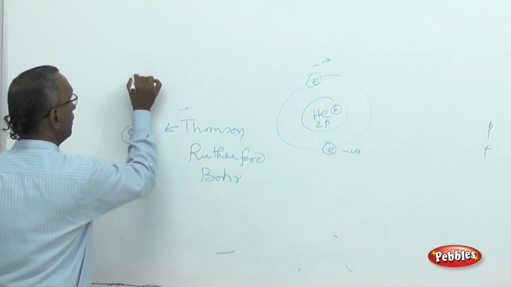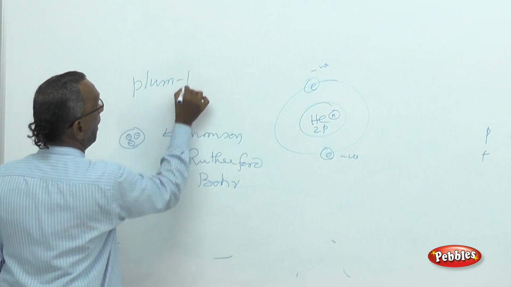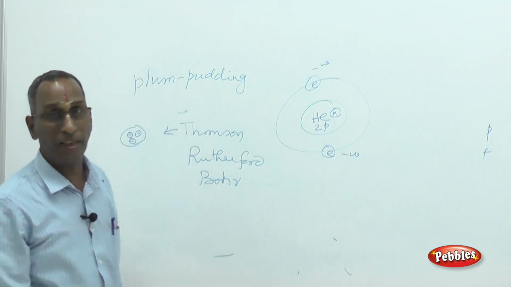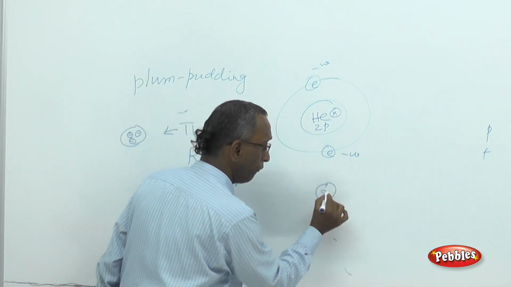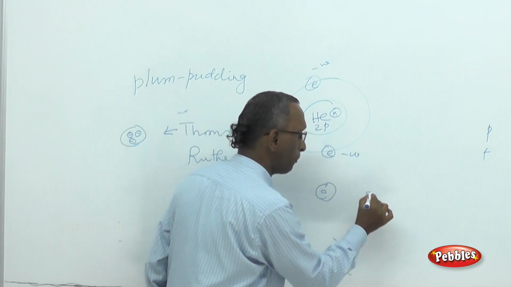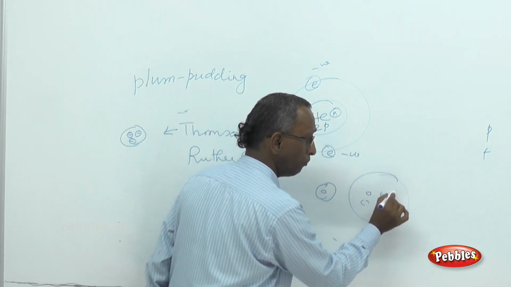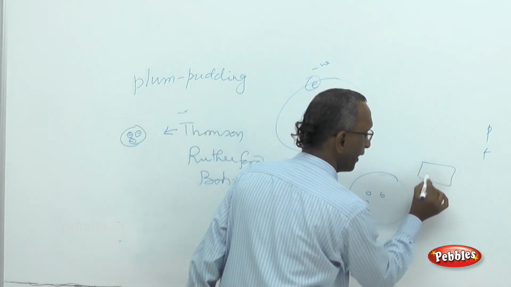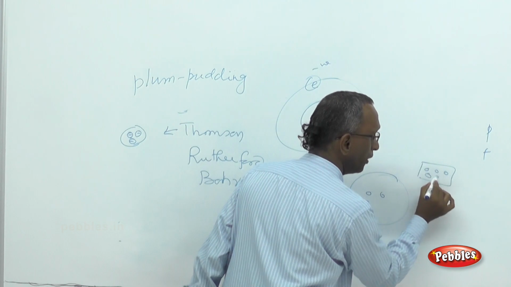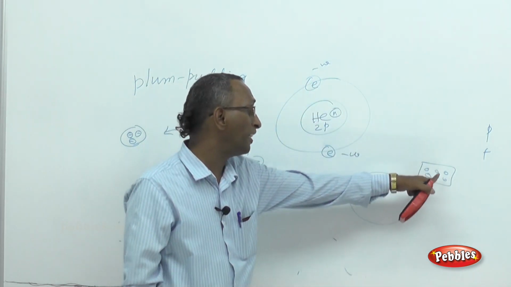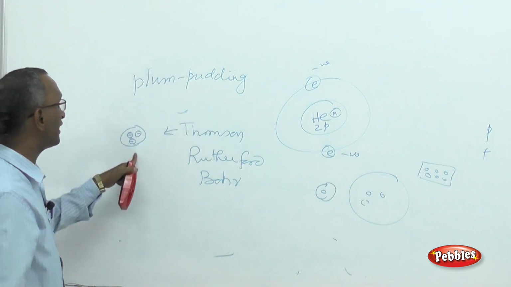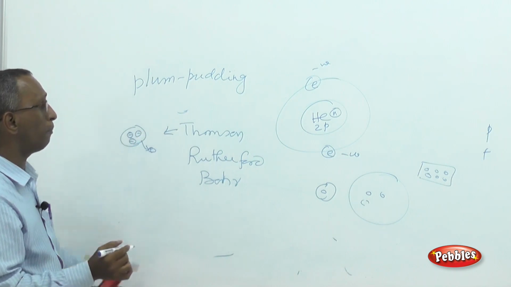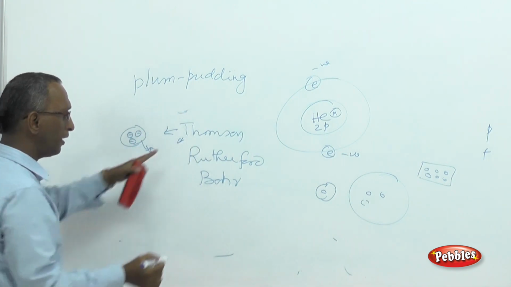This model is called the plum pudding model. You have a plum fruit; pudding is a continuous mass into which plum fruits are inserted. You see the plum cake. Cake is a continuous material where the plum or different fruits are inserted. Here also, the pudding is a continuous material of positive charge into which negative charges are embedded. So this is his description.